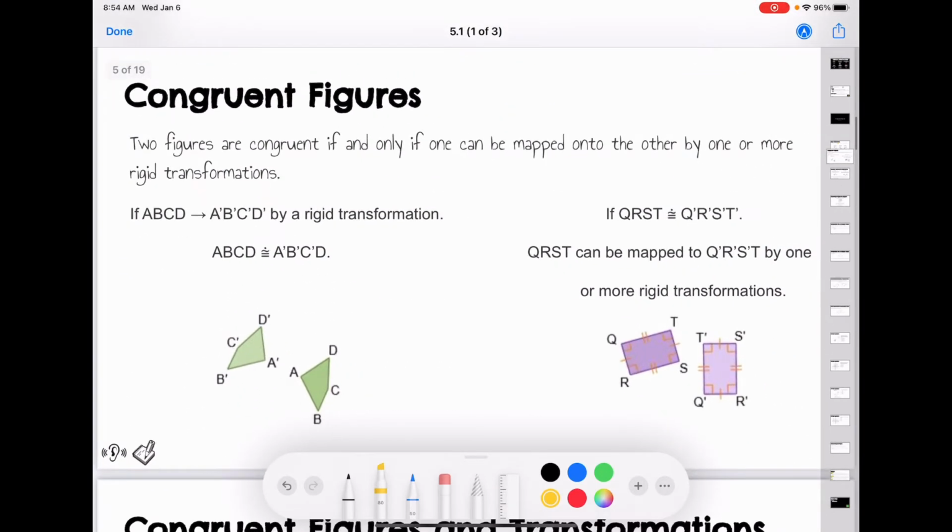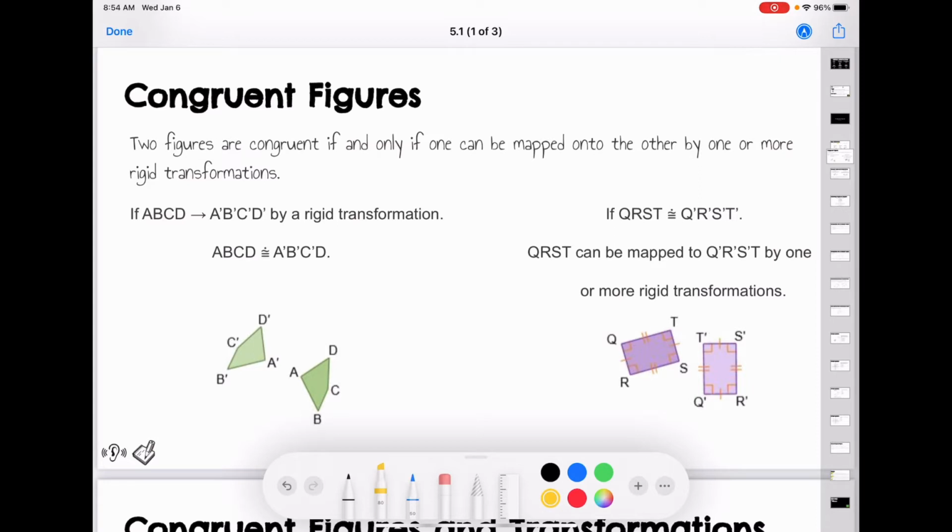Congruent figures. 2 figures are congruent if and only if one can map onto the other by one or more rigid transformations. So either they map onto each other, meaning they are congruent to each other, the same, or their angles and line segment lengths are exactly the same. So here we have a plethora of congruent figures.